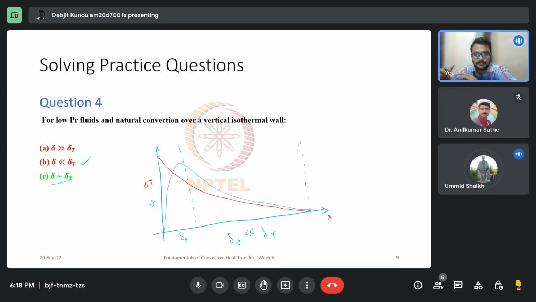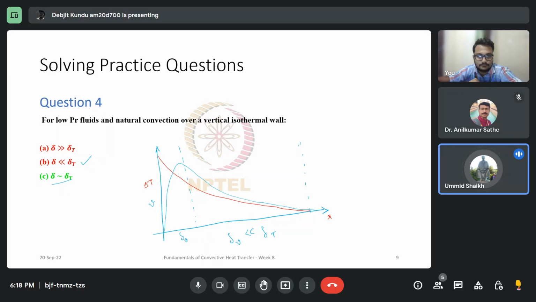I think this is a very remarkable difference between natural convection and forced convection. In forced convection, it could be the other way around. The delta T could actually be much greater than delta. But in this case, as long as there is a temperature difference, there will be some velocity in the fluid associated with it, because due to that temperature difference, the fluid gets lighter than the ambient fluid and experiences a buoyancy force which keeps pushing it upward.